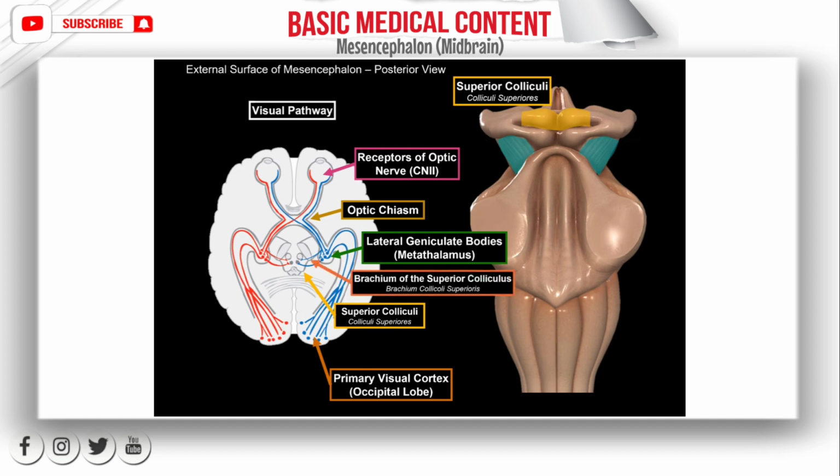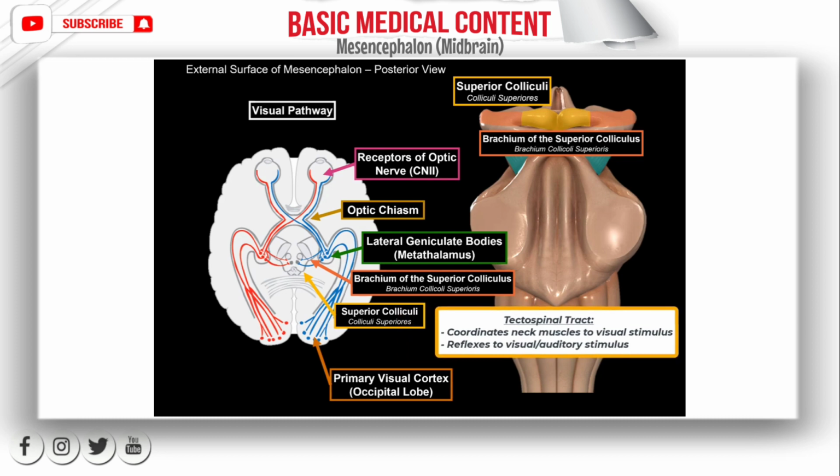But fibers also go from the lateral geniculate body to the superior colliculi through the brachium of the superior colliculi, which are these ones you see on the sides, and then to the superior colliculi, which will activate the tectospinal tract, which sends motor impulses for the coordinated eye and neck muscles.